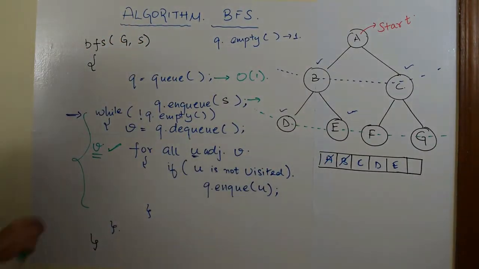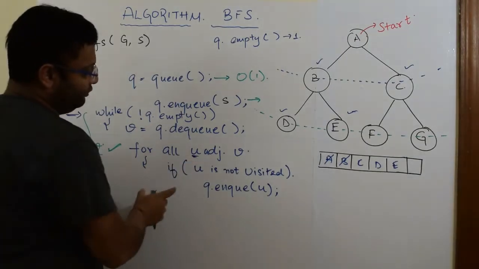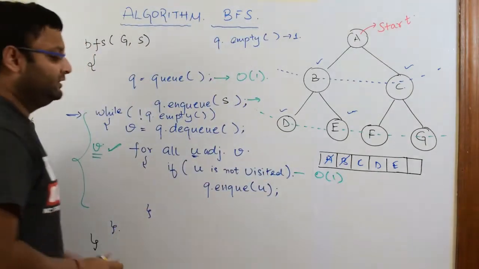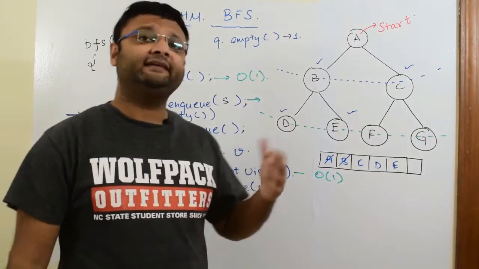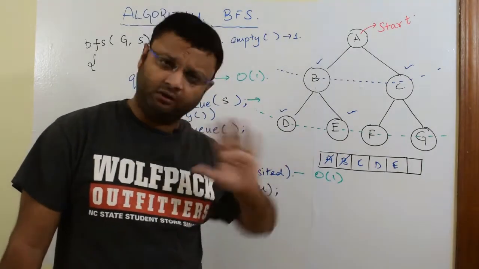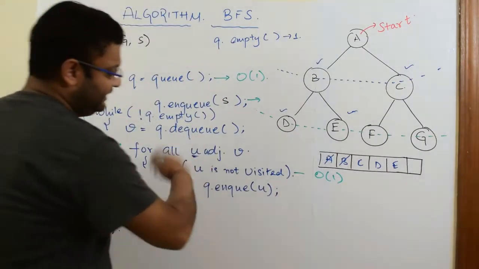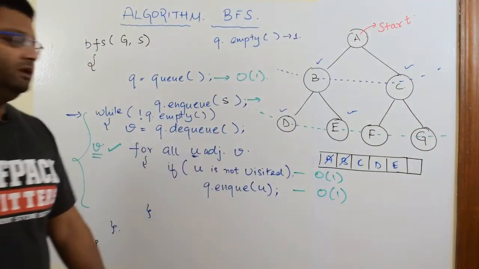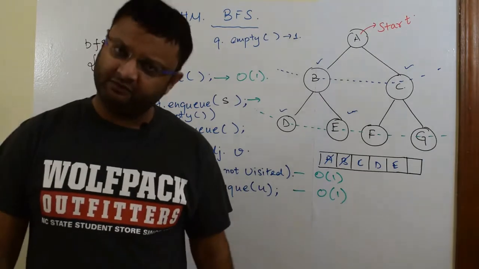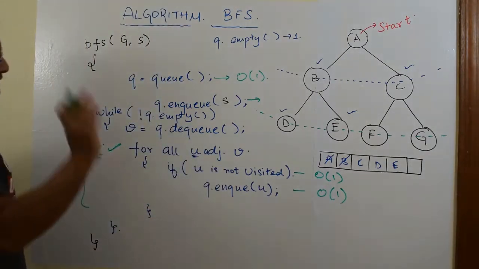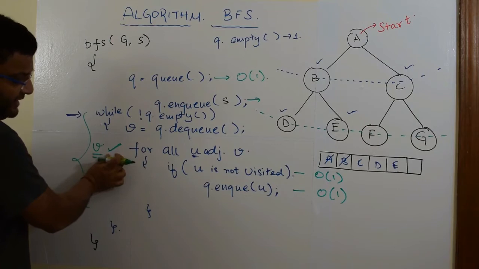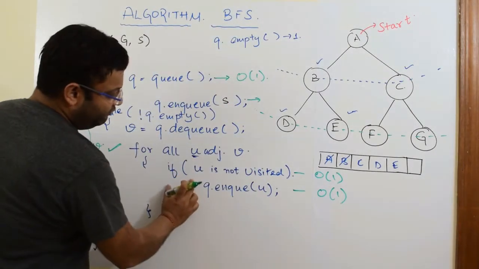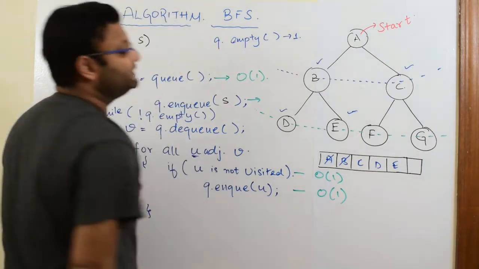The second important point for this for loop is that this operation will take constant time, because it is checking whether a particular vertex is visited or not, true or false. So it's a constant time operation. Again, enqueuing into the queue, that is at the end of your queue, is also a constant time operation. Fine. So now we know two things: that this for loop is going to be called V times, and the work this for loop is doing is also constant time work.